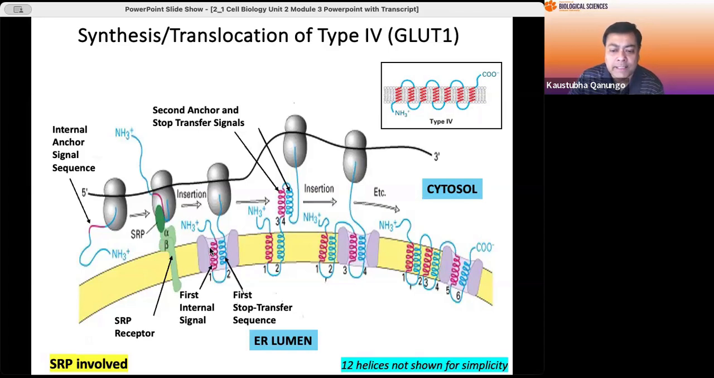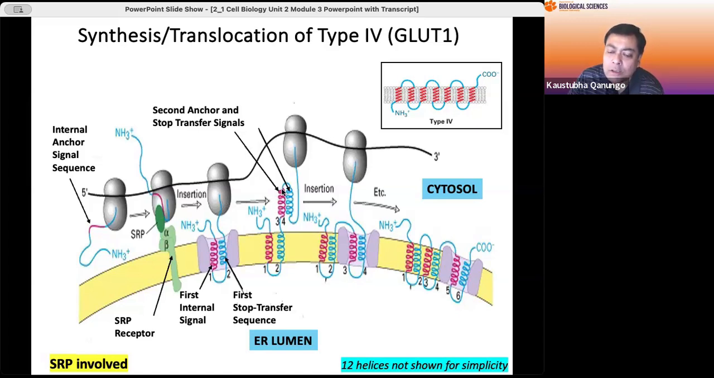So the first one is the signal. Now what happens is that once it is inside the translocon, you have the loop. The second one is not a signal because the ribosome is already on the translocon with the signal. So this is stop transfer. Now the ribosome gets dissociated and hangs in the cytosol.